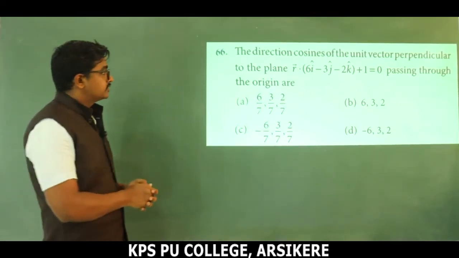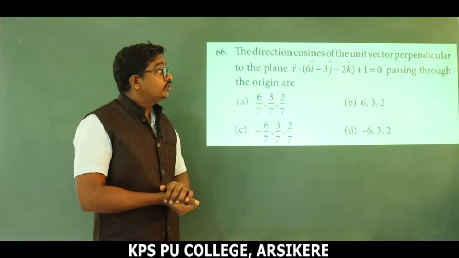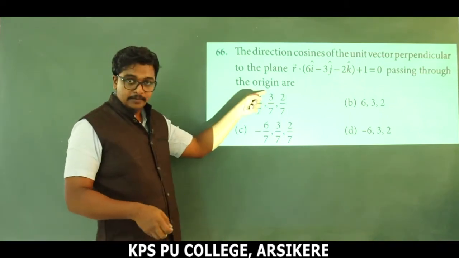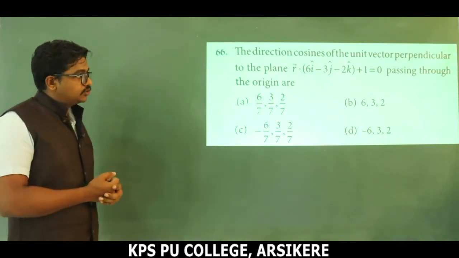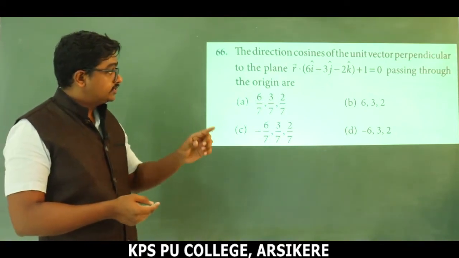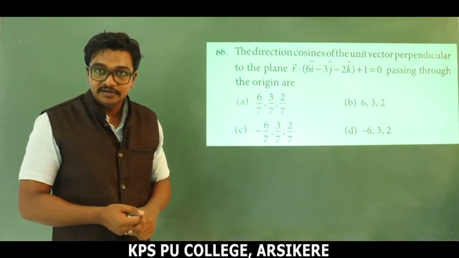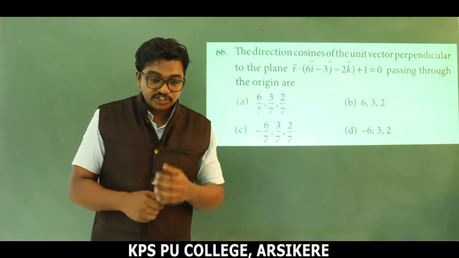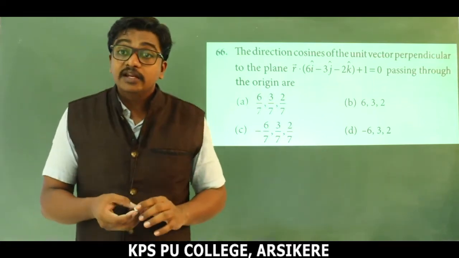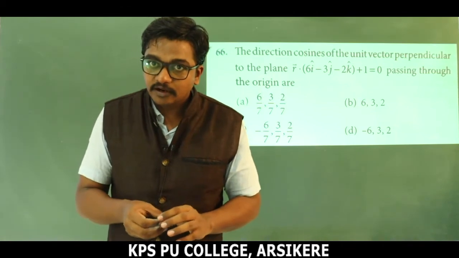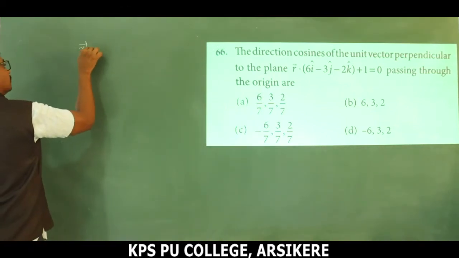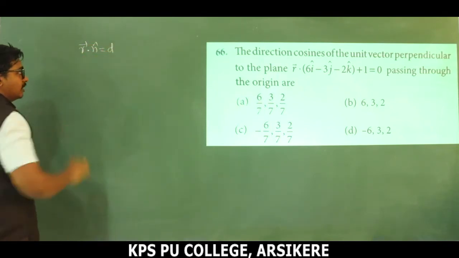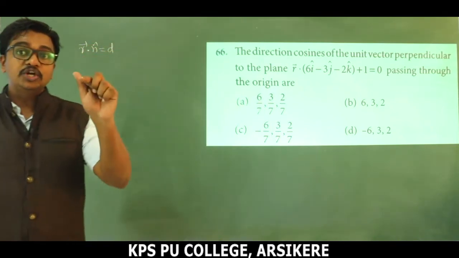Question number 66. The direction cosines of the unit vector perpendicular to the plane r dot (6i minus 3j minus 2k) plus 1 is equal to 0, passing through the origin. Just remember, the equation of a plane in normal form is vector r dot n cap is equal to d, where n cap is the unit normal vector.